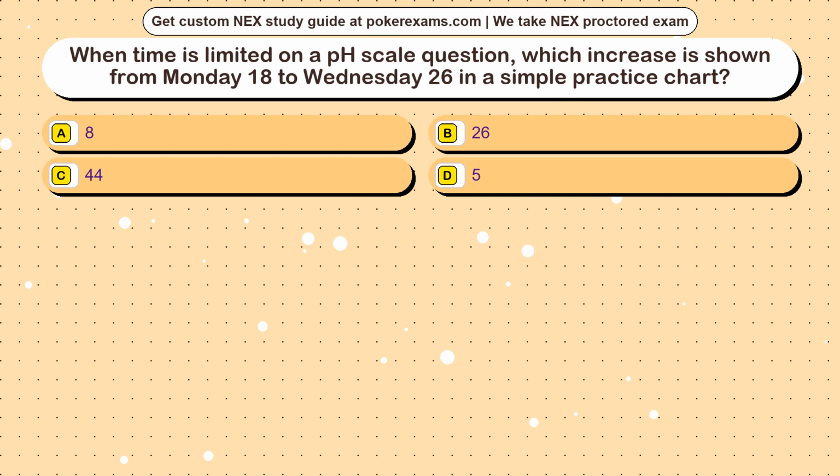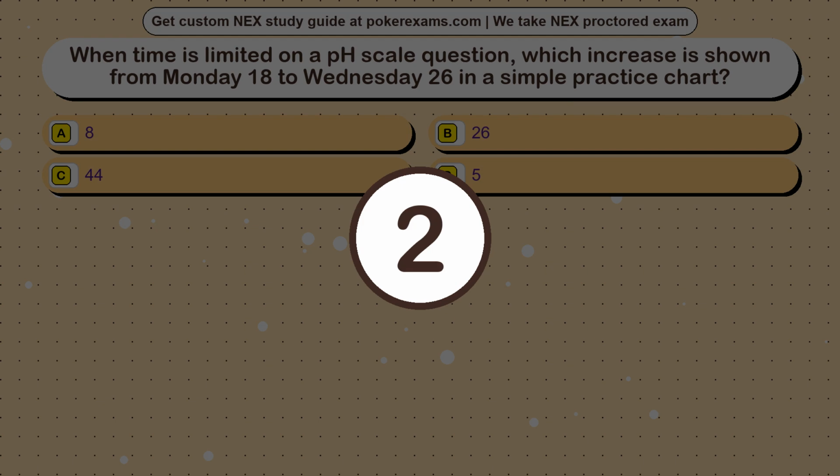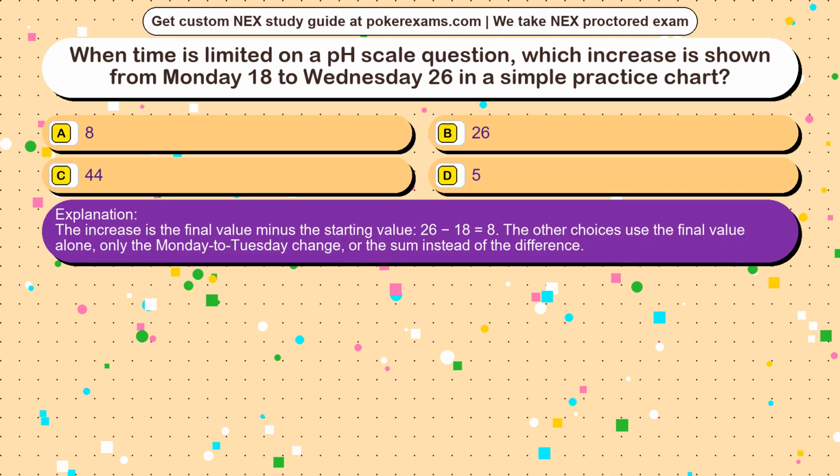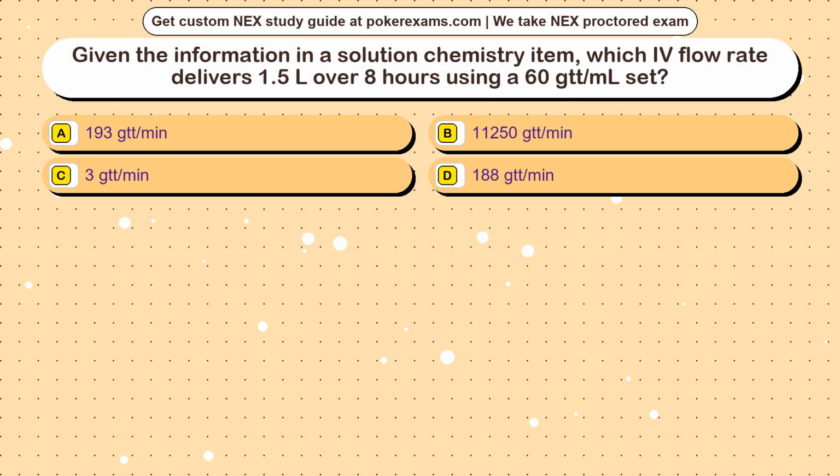Question 5. When time is limited on a pH scale question, which increase is shown from Monday 18 to Wednesday 26 in a simple practice chart? Option A, 8. Option B, 26. Option C, 44. Option D, 5. The correct answer is option A. The increase is the final value minus the starting value, 26 minus 18 equals 8. The other choices use the final value alone, only the Monday to Tuesday change, or the sum instead of the difference.